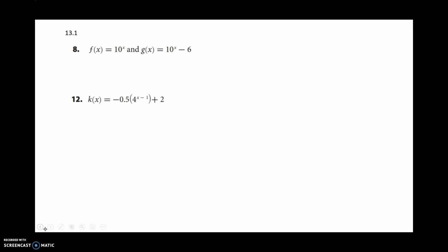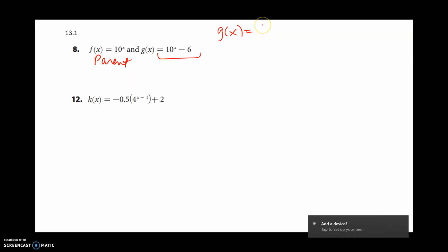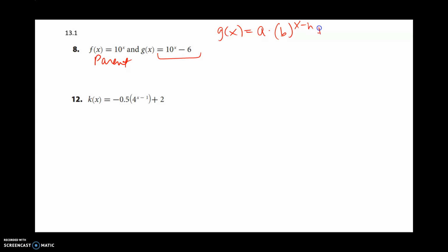So the instructions on number 8 were: describe the transformation, graph the parent and its transformation, determine domain, range, and y-intercept. All right, so if this is our parent, what are the changes here? Go back to our a b to the x minus h plus k. The only change here is we have a k of -6. A is 1, which is no transformation. H is 0, which is no transformation.